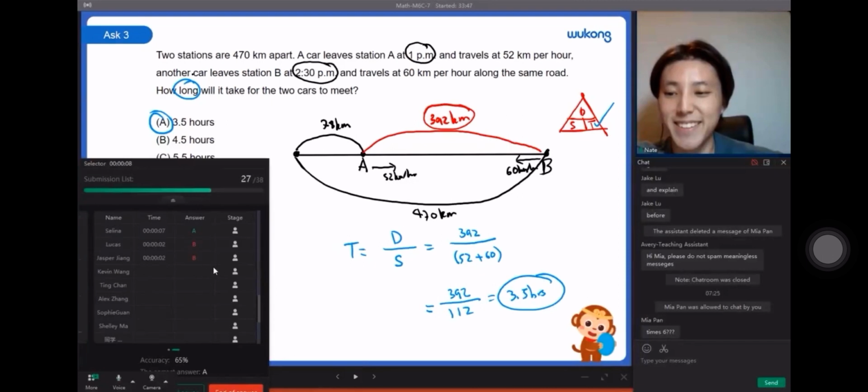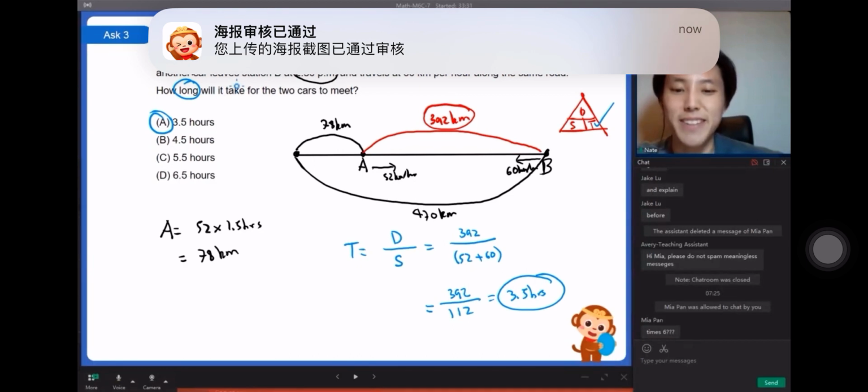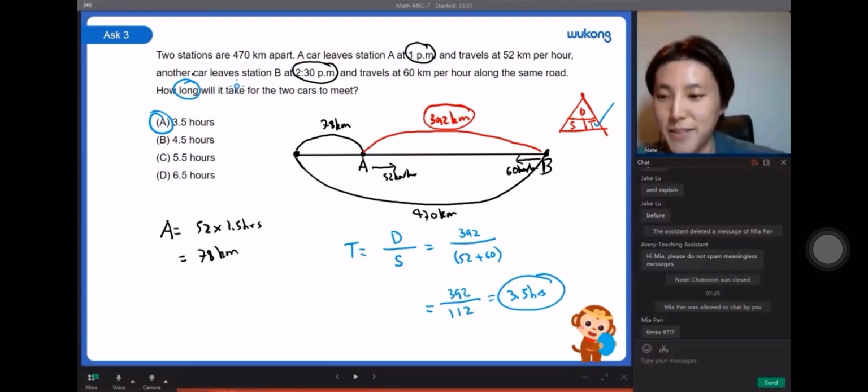Yes, Jasper? Oh, I can't press you. There we go, I found you. How can I help you, Jasper? Oh, that's Emma. Sorry. Emma, don't worry. Emma, how can I help you?